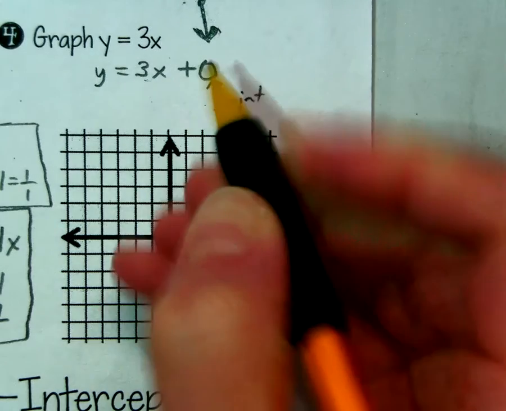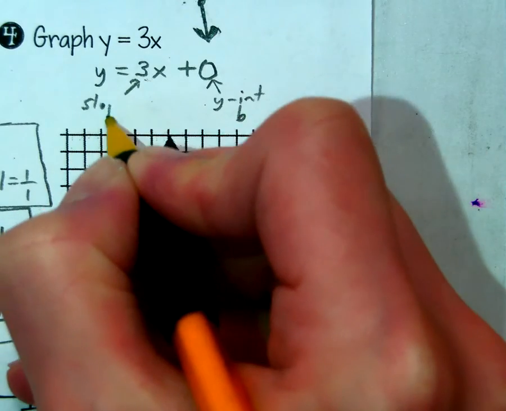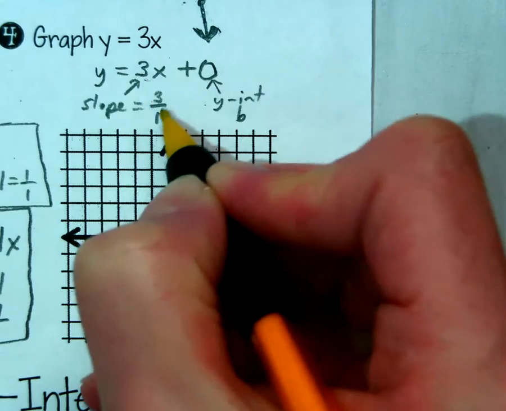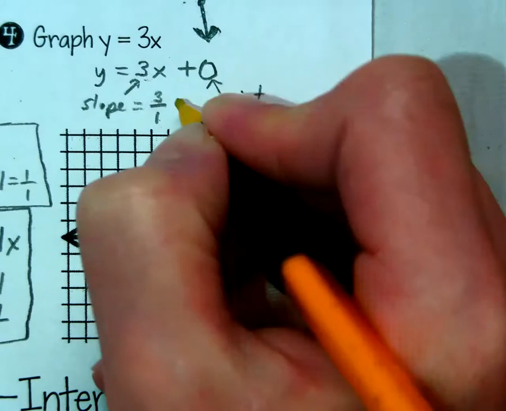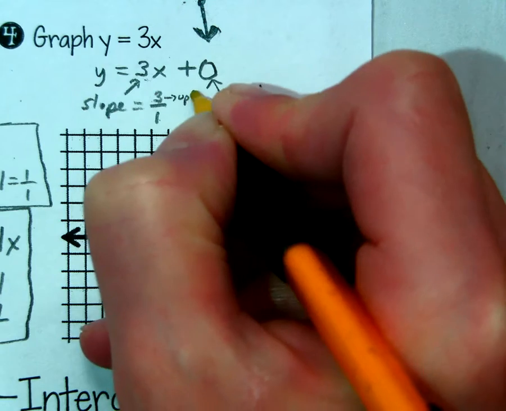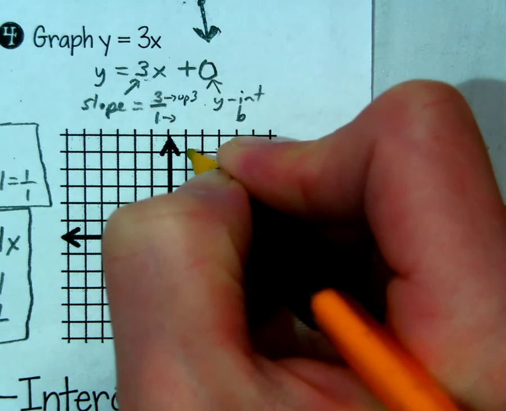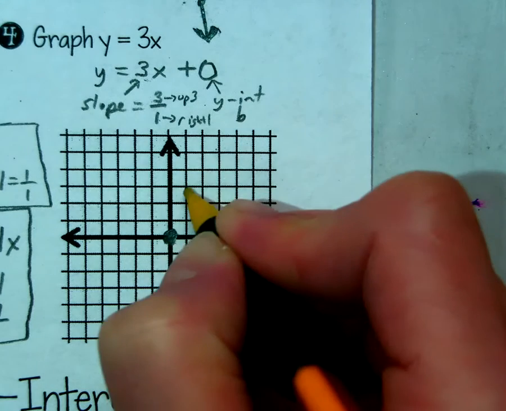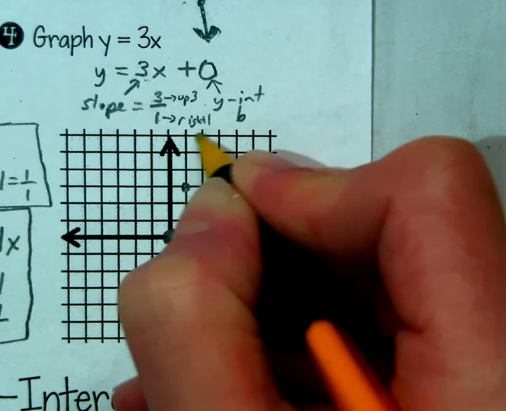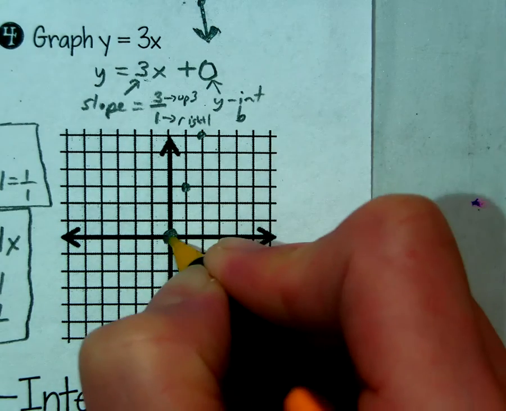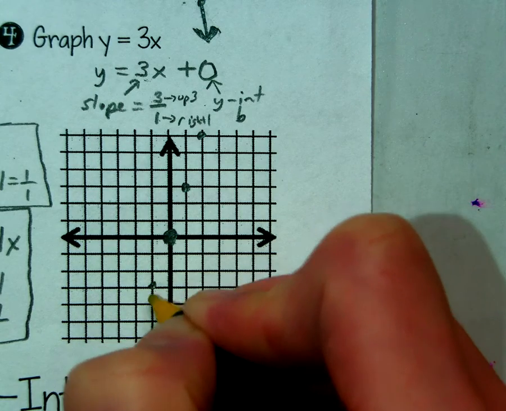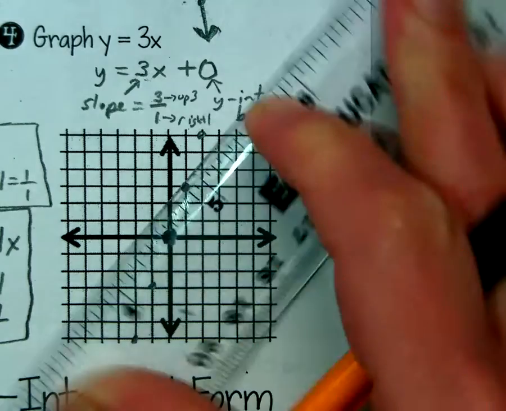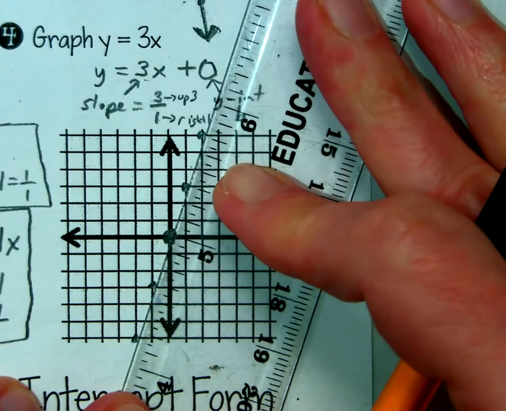And then the slope is 3, and we can write that as 3 over 1. Anytime it's a whole number, we're just going to put 1 underneath it. And so that means we're going to go up 3, and we're going to go right 1. So we're going to go up 3, right 1, up 3, right 1. And then we can reverse it, down 3, back 1, down 3, back 1. You can always reverse it and just make sure that your line is still going up.